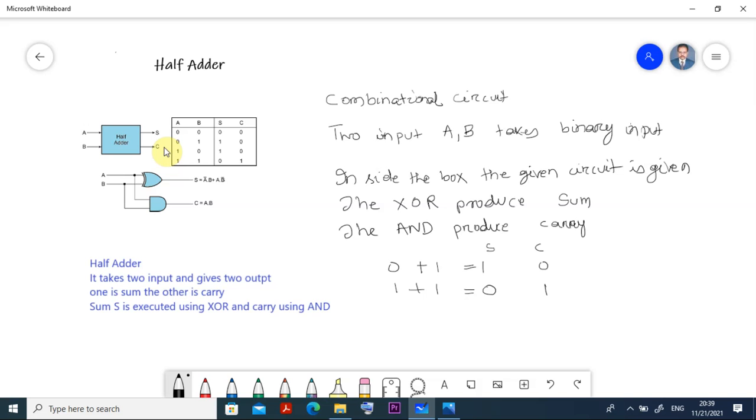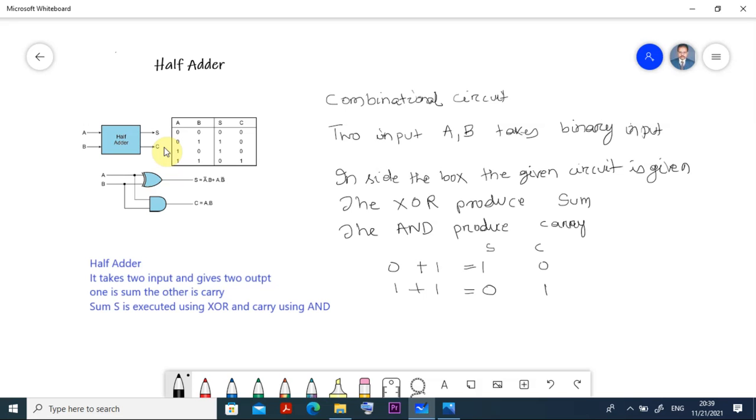When 1 plus 1, it becomes 2, and 2 is represented by 1 0. You know how to go for the addition. So in this way we can represent it, and here the sum is equal to 0 and the carry is equal to 1. Only this is the case when there is a carry while you are going for these two inputs.